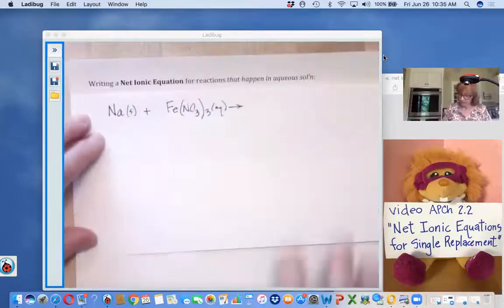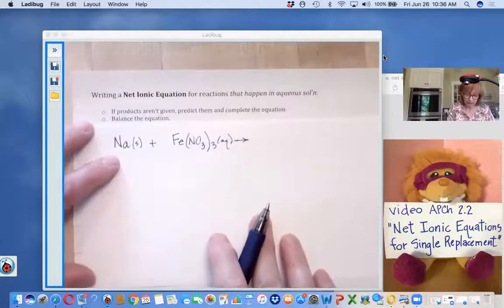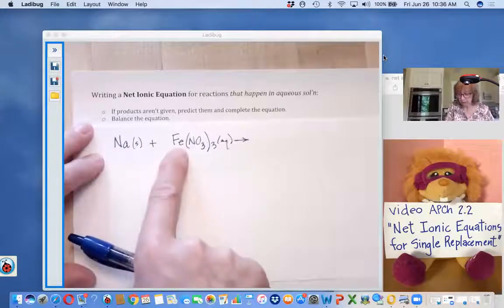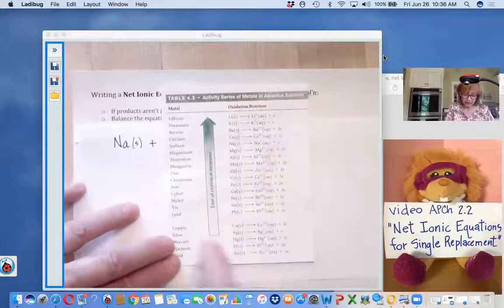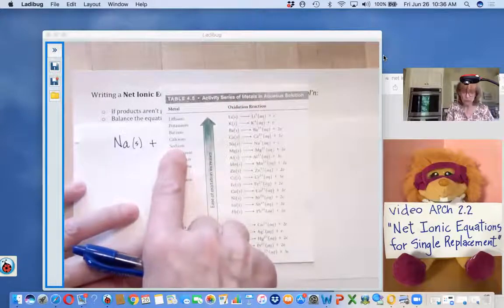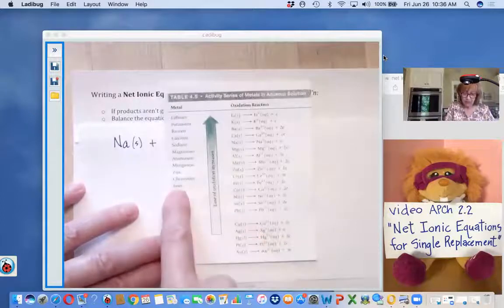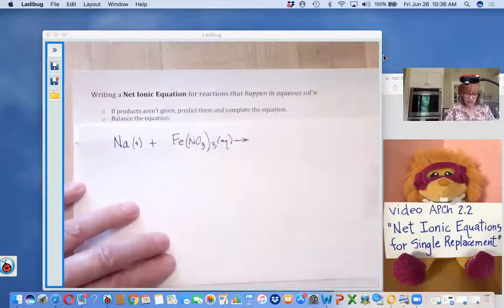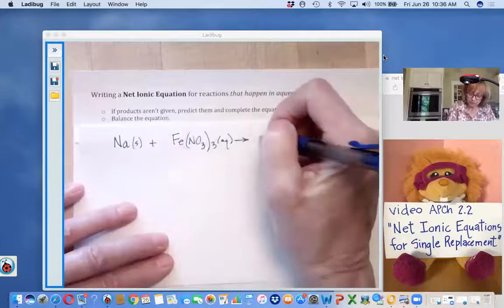So our first step is to predict the products and balance the equation. Sodium, the metal, is going to try to kick out or displace the metal iron. I refer to an activity series, and sure enough, I see that sodium, which is above iron, is more easily oxidized. So sodium is going to kick out the iron.